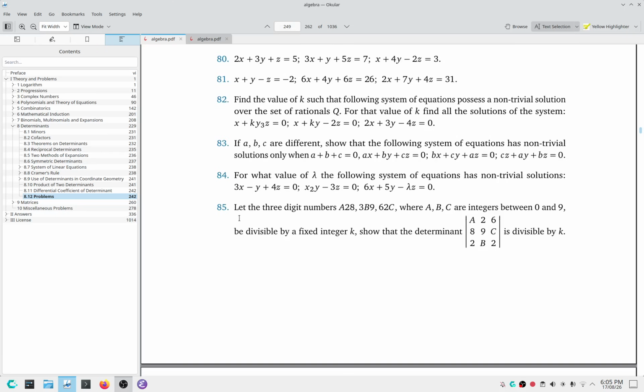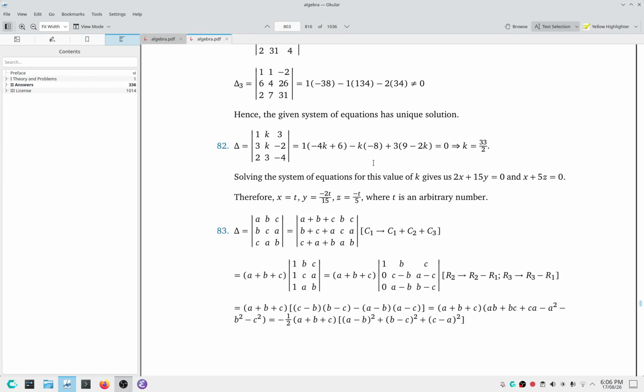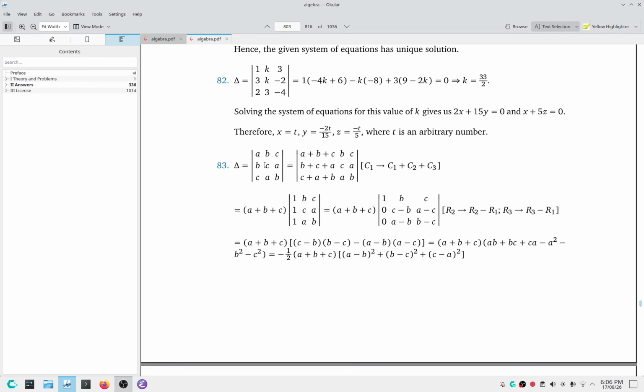Question 83 says that if a, b, c are different, show that the following system of equations has a non-trivial solution only when a plus b plus c is equal to 0. The system of equations is ax plus by plus cz is equal to 0, bx plus cy plus az is equal to 0, cx plus ay plus bz is equal to 0. So we have this delta and we know how to evaluate it. We say column 1 is equal to column 1 plus column 2 plus column 3. So our column 1 becomes a plus b plus c. So we take a plus b plus c out, and then these become 1, 1, 1.